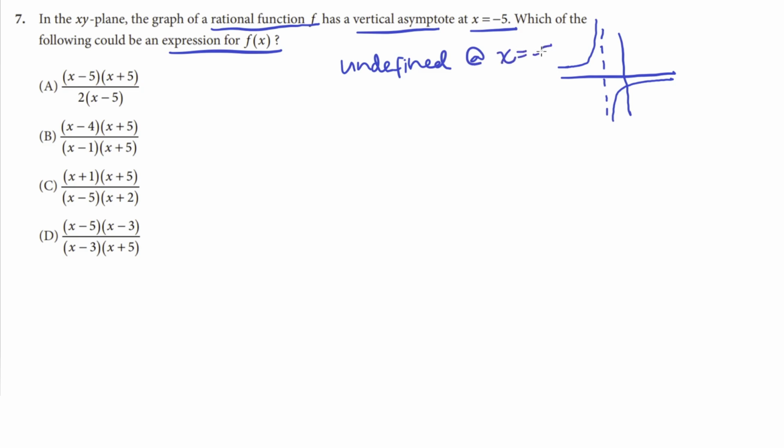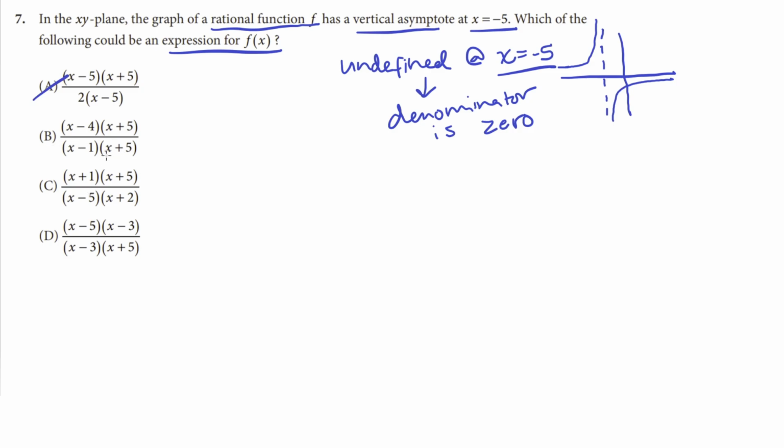at x equals -5. And we know that a rational function is undefined when the denominator is 0. So we need one of these functions to be undefined, or have a denominator that equals 0, when x equals -5. If we look at answer choice A, we see here that we have an x minus 5. If we plug in -5, we don't get 0 in the denominator, so we can rule out A.